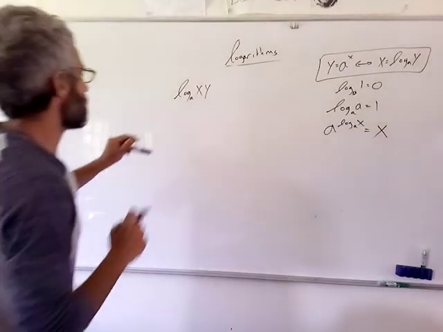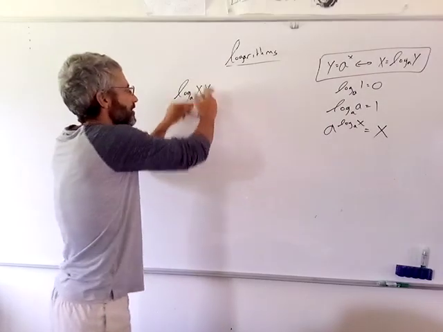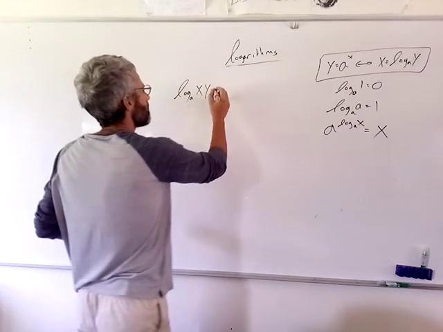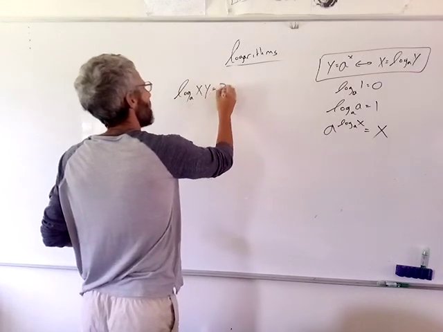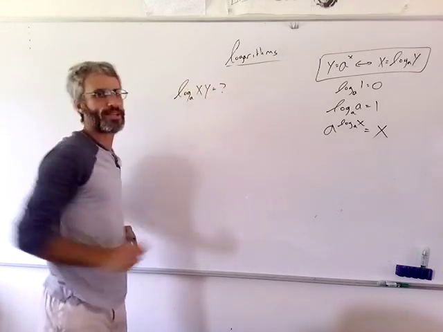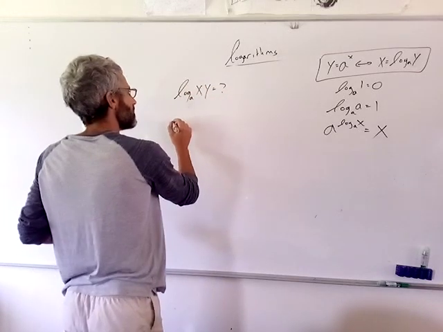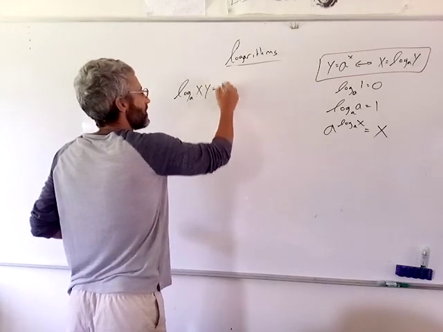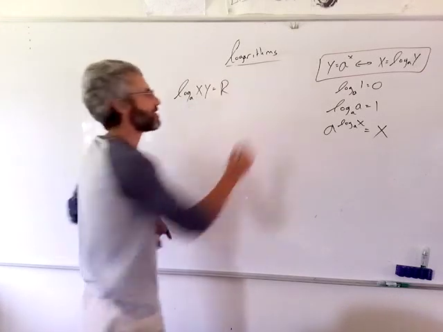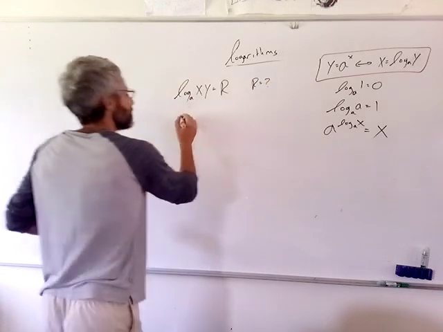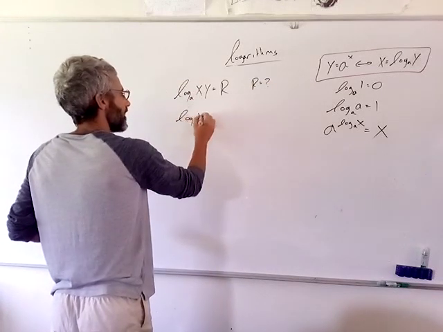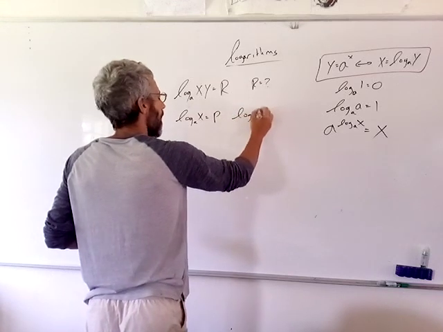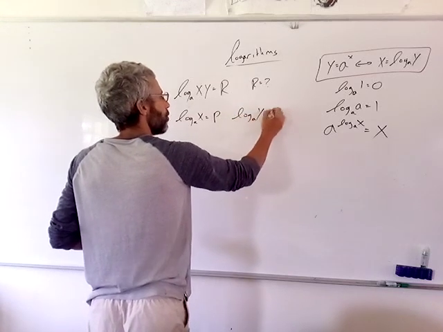Okay, next we're going to look at what happens when I've got a multiplication inside my logarithm. So I'm going to find out what the logarithm of xy base a equals. I'm going to define the following numbers. First of all, let's say this number is equal to r, and I want to know what r is. Okay. So we're going to define the following: log x base a is p. Log y base a, we'll call it q.